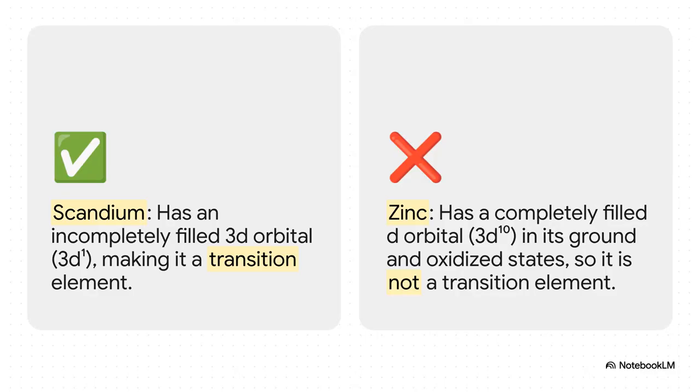Let's make this super clear with a quick comparison. Look at scandium. It has just one electron in its d orbital, so it's not full. Boom, it fits the definition. It's a transition metal. But then you have zinc. Its d orbital is totally packed, 10 out of 10 electrons. So even though it lives in the d block, it technically isn't a transition metal. And that little distinction, it explains so much about why zinc acts the way it does.